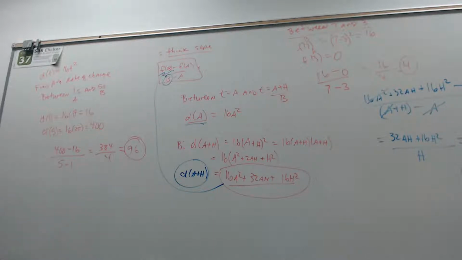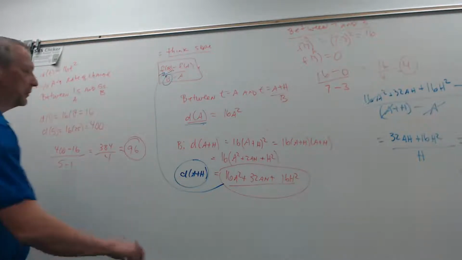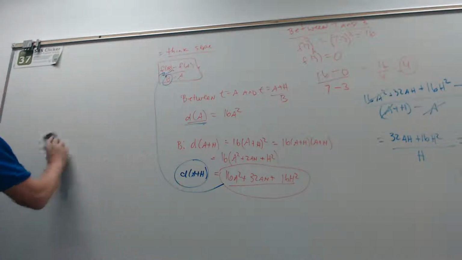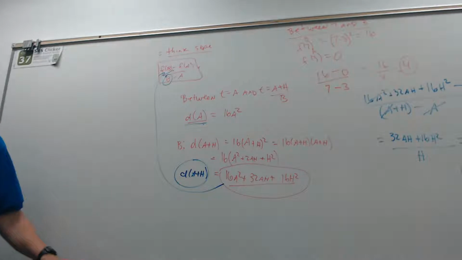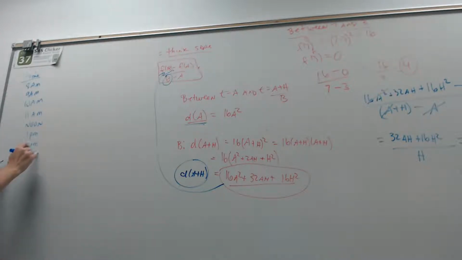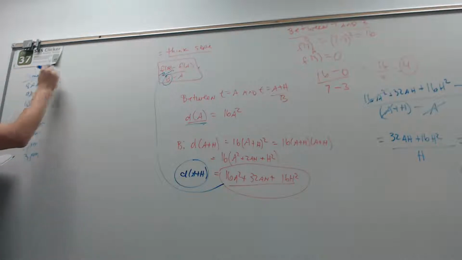All right, so let's do this again. I'm going to keep the formula there. Now we're going to do this without a formula though, okay? So let's say that I have the time. I've got 8 a.m., 9 a.m., 10 a.m., 11 a.m., noon, 1 p.m., 2 p.m., 3 p.m. Hopefully that's enough. I'll draw more if I have to.